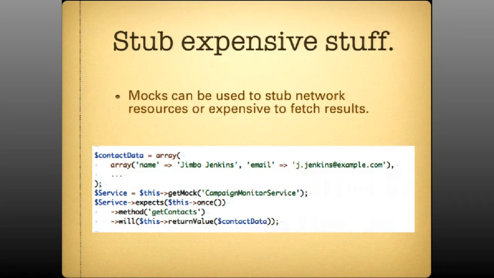So the whole Campaign Monitor service is stubbed out so that it doesn't actually talk to the external world, and it just automatically returns this value when that method gets called. Does that make sense for everyone? Yeah? One thing about the once method, there's a few of these.